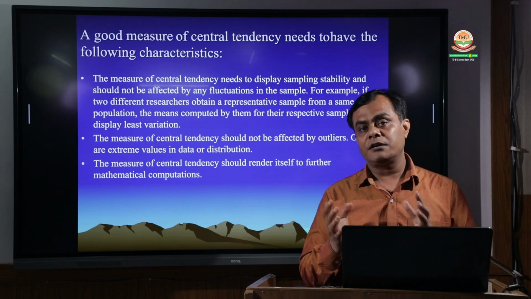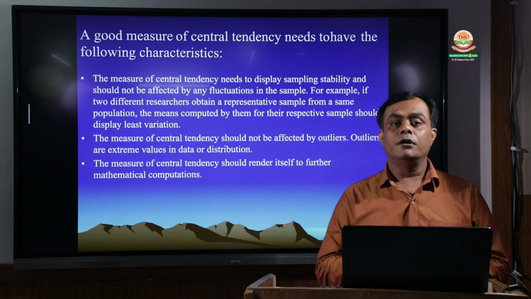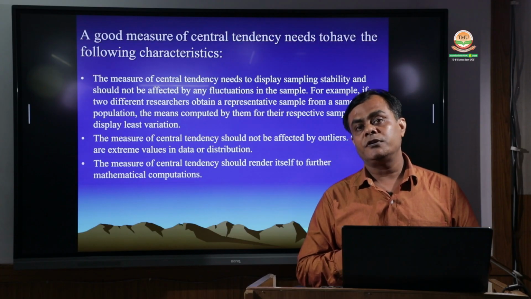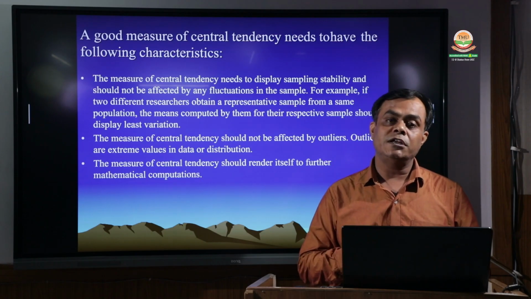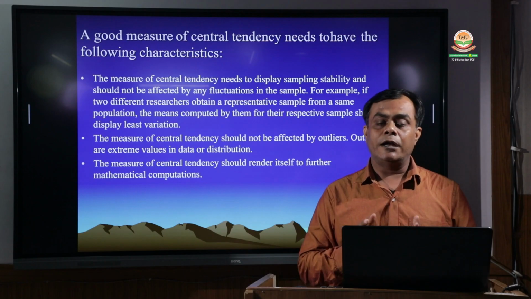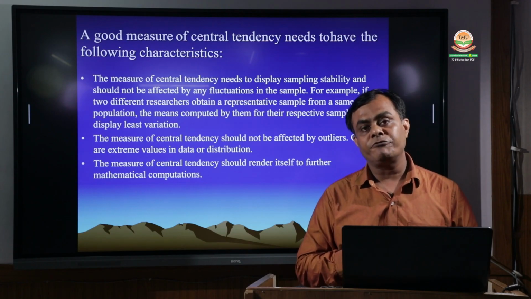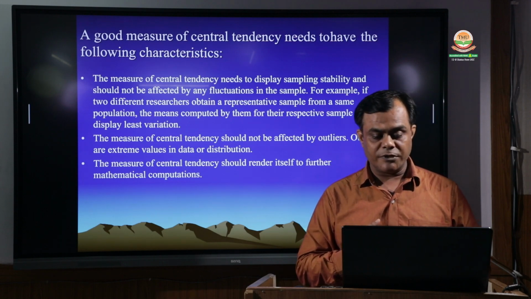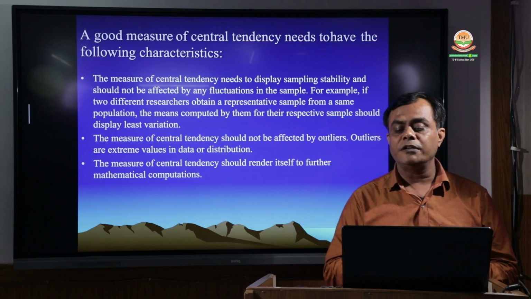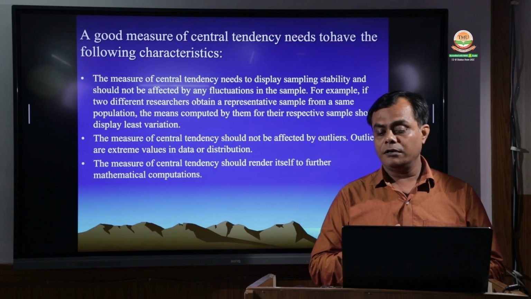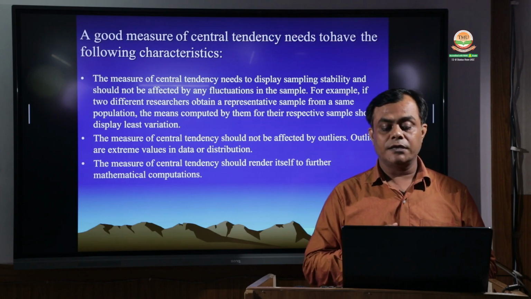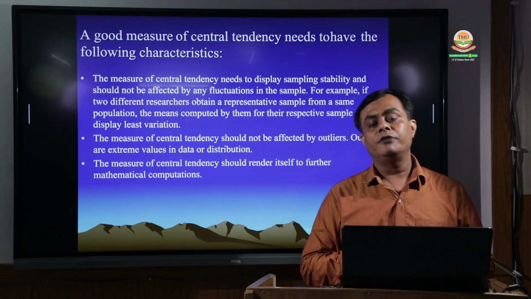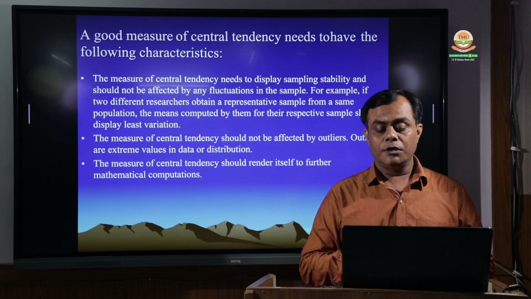that means that in gathering the sample from the same population, the method they are using is a defective method, and due to that defective method there is a difference in the value of the measurement of central tendency. Next, the measurement of central tendency should not be affected by outliers, which are extreme values in the data or the distribution. So whatever value we gather should not be distorted.